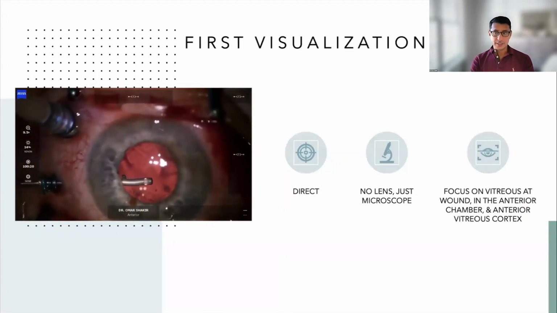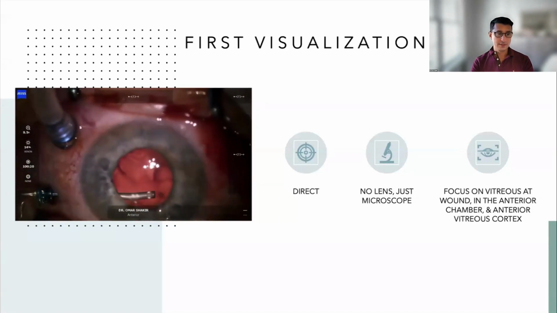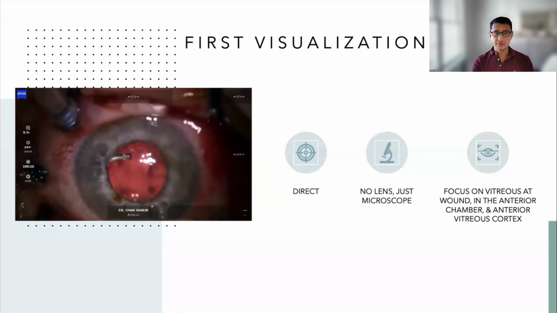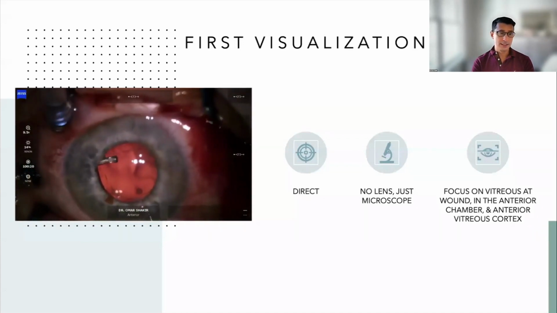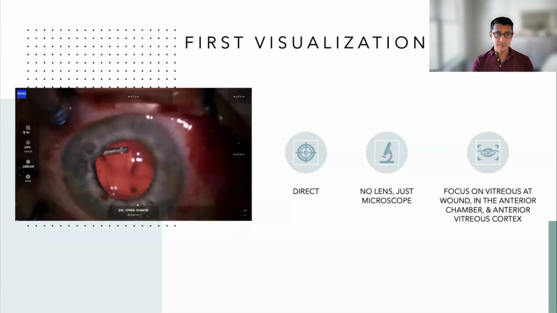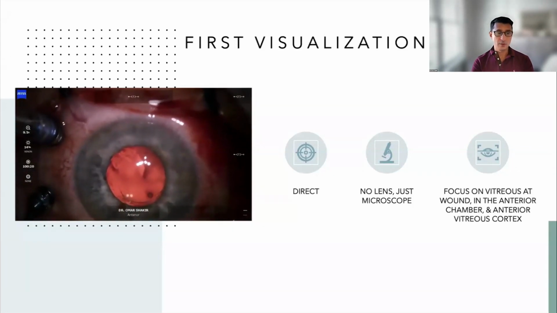So let's talk about the first visualization method. The first visualization method is what we just watched. It's direct viewing, right? So that doesn't require a lens. We don't have to put in a contact lens or a wide-angle viewing system. We don't have to get complex. We can just directly view with the microscope, right? And what can we view with that?